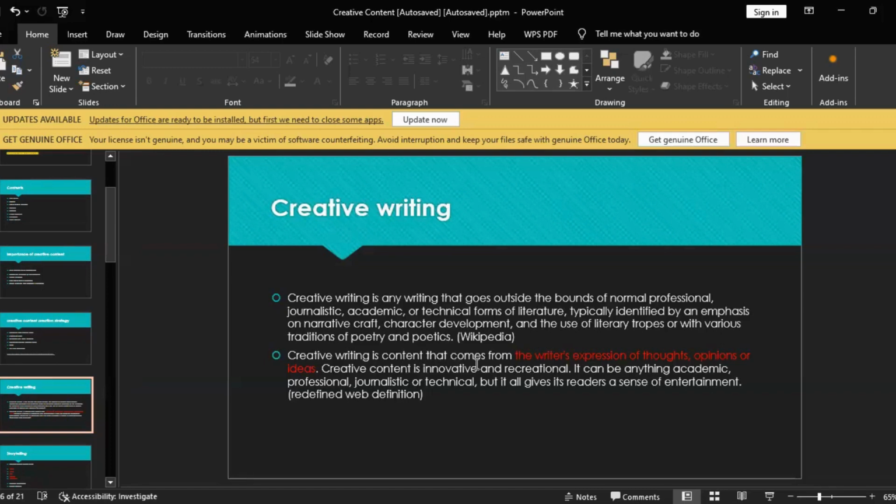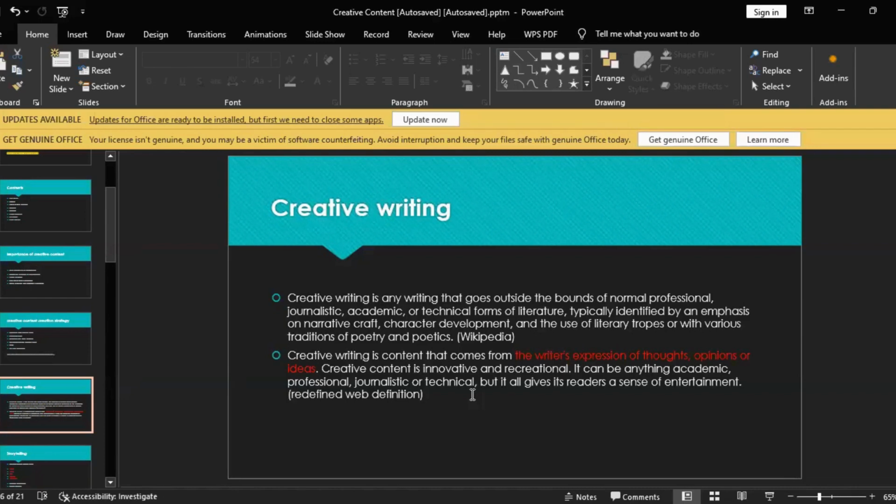Creative writing is content that comes from the writer's expression of thoughts, opinions, or ideas. This is a very basic idea of creative writing, students. It is the content that comes from how the writer is expressing his or her thoughts, opinions, or ideas in his or her own way. That is only what you call creative writing. It doesn't have anything to do with professional writing, academic writing, or poetic writing. No, it covers all writing. It is something to do with the writer's expression of thoughts, opinions, or ideas.